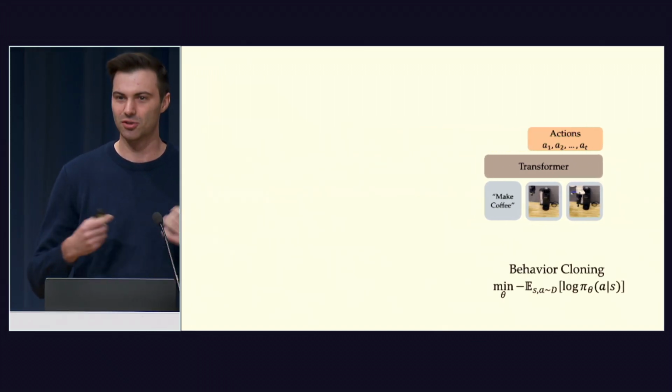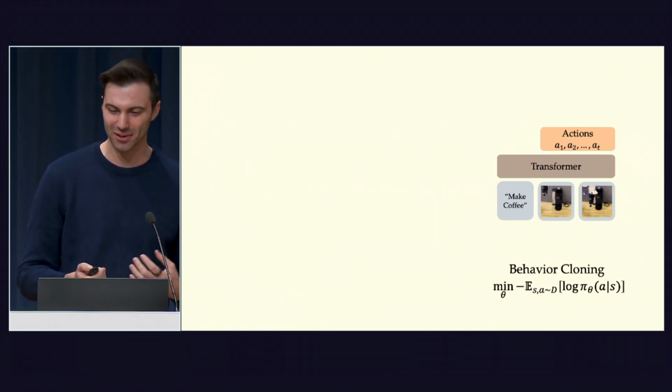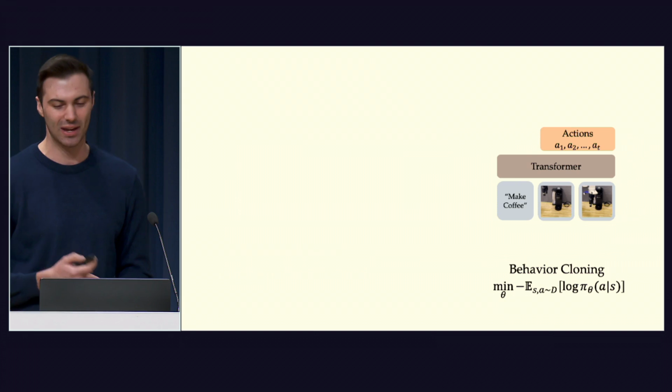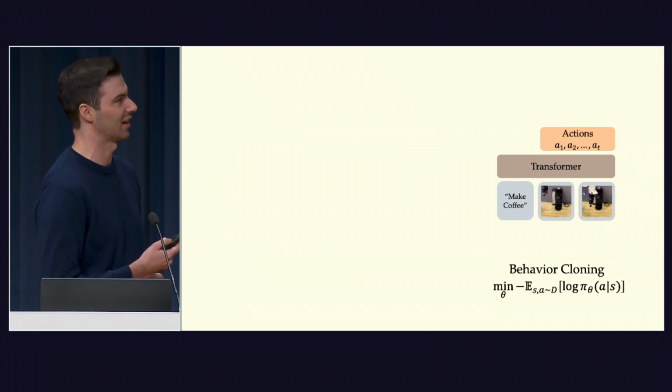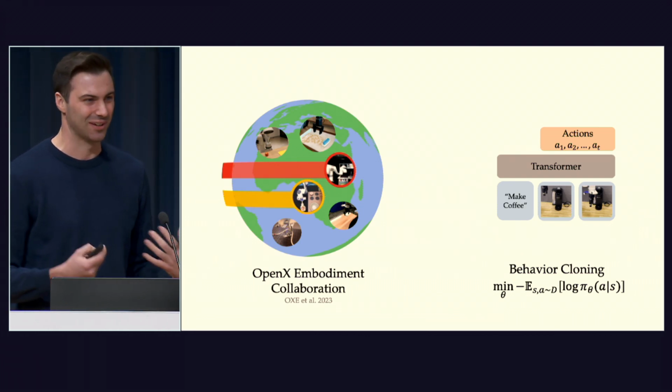And so, the general formula looks like this. We start with some policy, normally a transformer, and we decide that we're going to train it with a behavior cloning loss, which just minimizes the negative log likelihood of the data. And the question is, what data do we actually train this on?